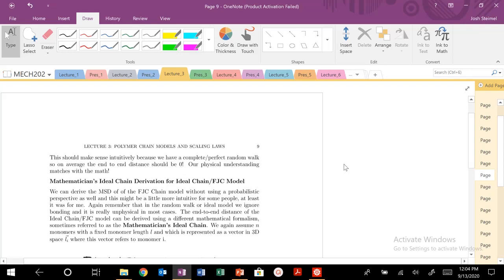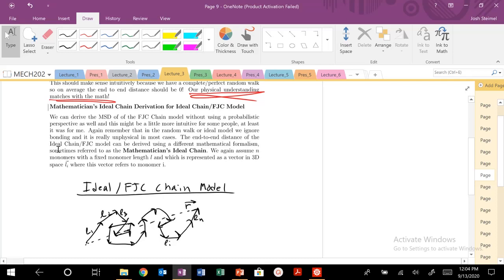So what we're going to do in the next video is derive this a little bit differently. Instead of a probabilistic perspective, we are just going to use the dot products. We're going to see if we obtain essentially the same scaling. We're going to build up many scaling results, seeing how the RMS distance scales as a function of N for different scenarios. So keep those in mind. Keep in mind, again, the ideal chain model ignores all types of bonding and other considerations. So we're going to have to deal with that and add some complexity. And we'll get to that, not in the next video, but the video after, with our chemist chain model.